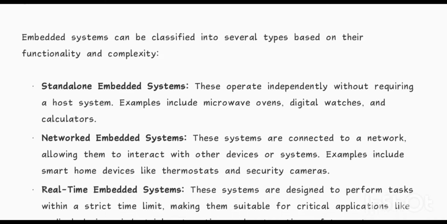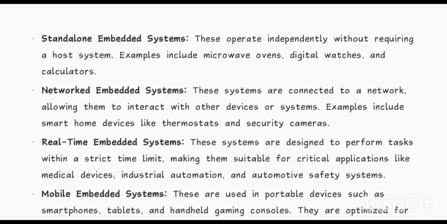Networked embedded systems. These systems are connected to a network, allowing them to interact with other devices or systems. Examples include smart home devices like thermostats and security cameras. Real-time embedded systems. These systems are designed to perform tasks within a strict time limit, making them suitable for critical applications like medical devices, industrial automation, and automotive safety systems.